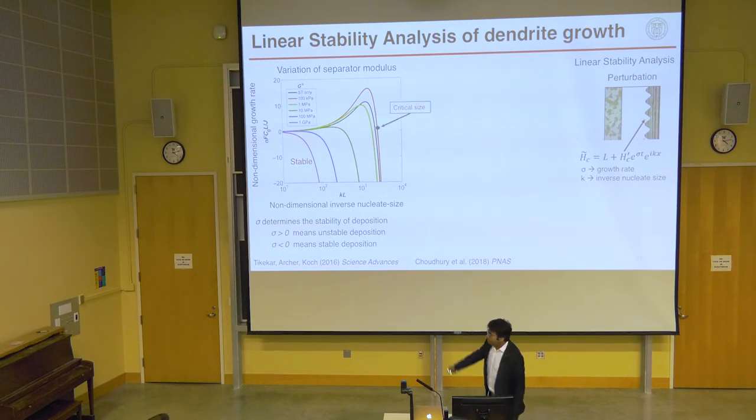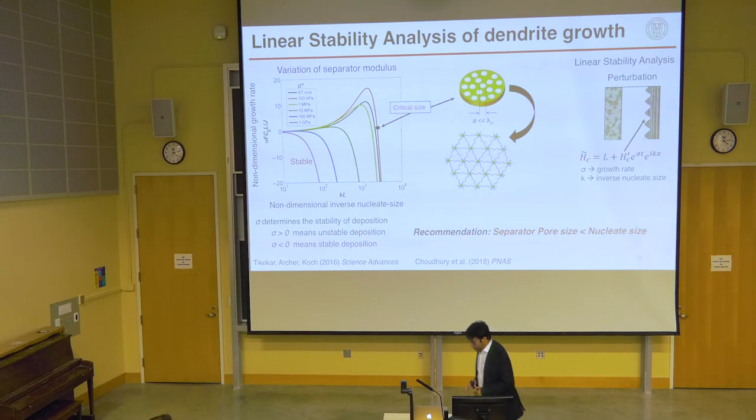If you see here, beyond this critical size, all modes are stable. What this is saying is that if the size of the nucleate is very small, then the surface tension dominates, and it prevents the bump from growing. So in other words, if we design a nanoporous separator such that the size of the pore in the separator is smaller than the critical nucleate size, then we will always have stability. And the ions can easily flow in pores, but it will at the same time block the dendrites, right?